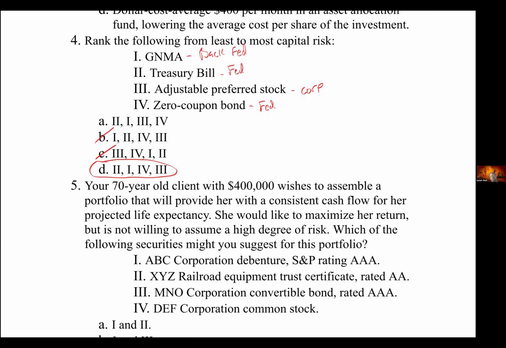Right? 2 is first, 3 is last. The two fall, and they definitely fell in the right place. Treasury bills, it goes in this order, basically. Treasury bill is going to be the least amount of risk, followed by Ginnie Mae, then the zero coupon bond, then the preferred stock. That's the way it's going to go. Not much to explain. They just kind of got to see it.